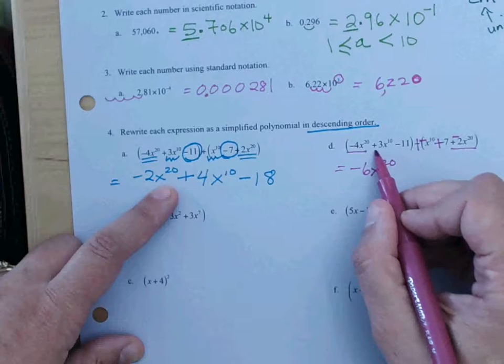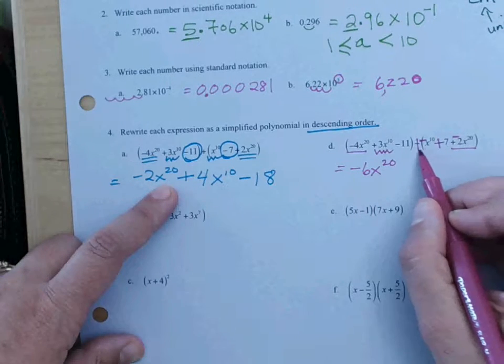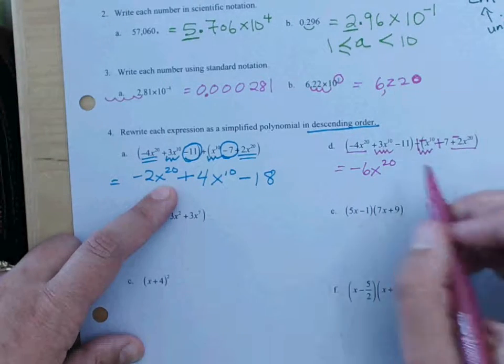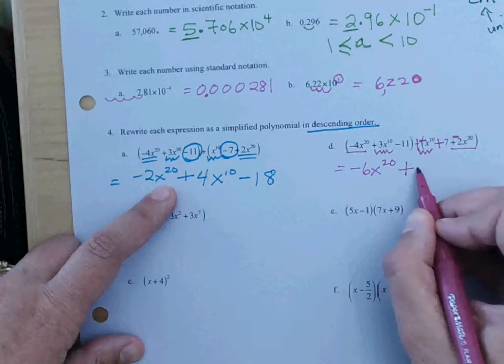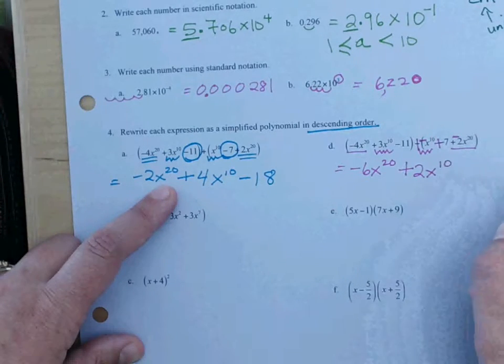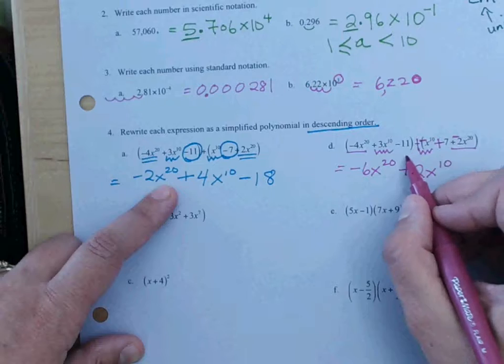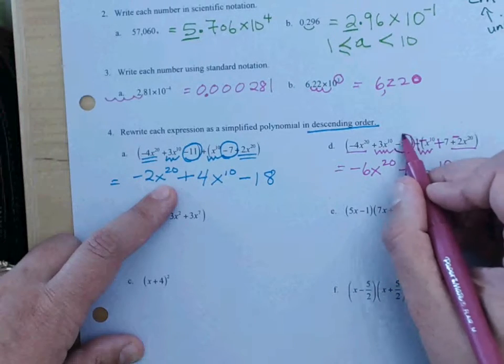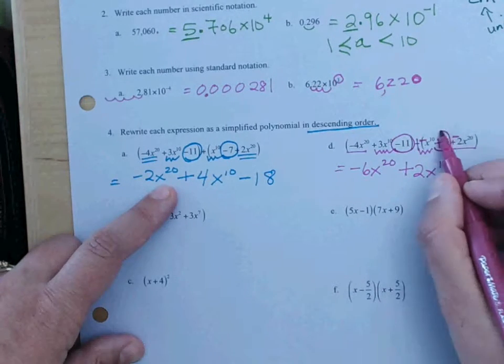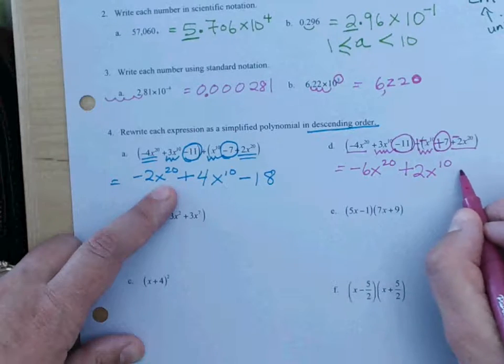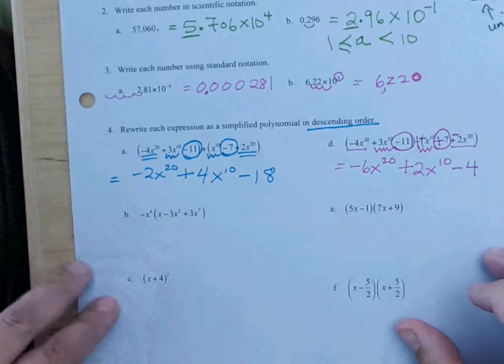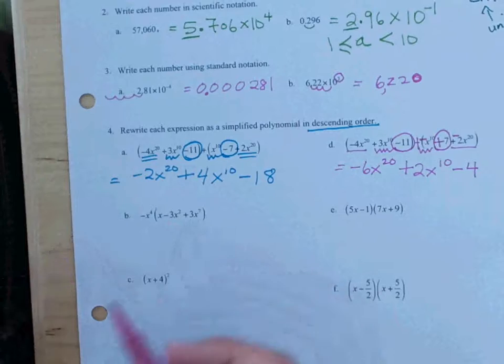Okay, we have 3x to the 10th minus x to the 10th is 2x to the 10th. Good, positive. Okay, now we have negative 11, and this became positive 7. Negative 4. Good.